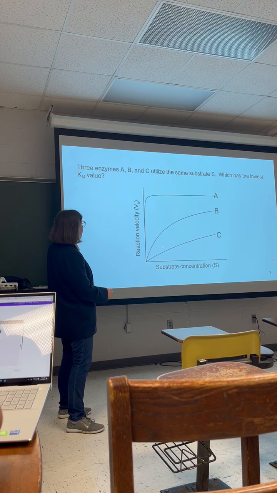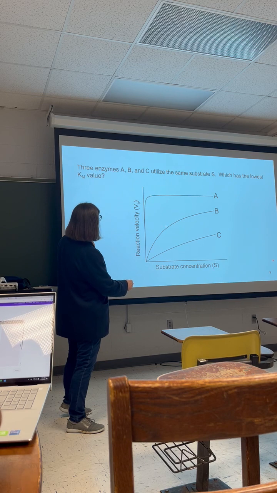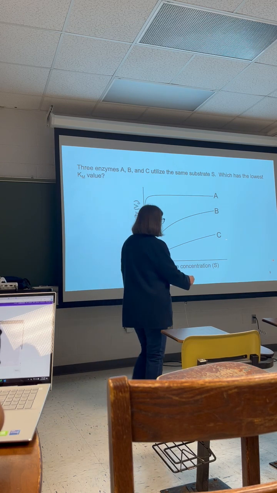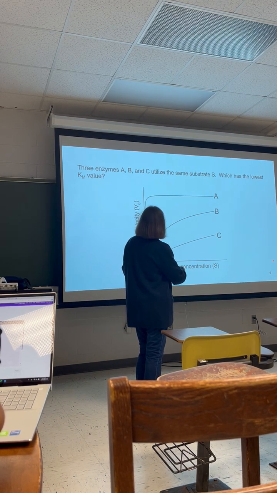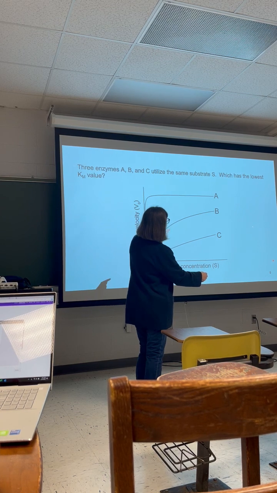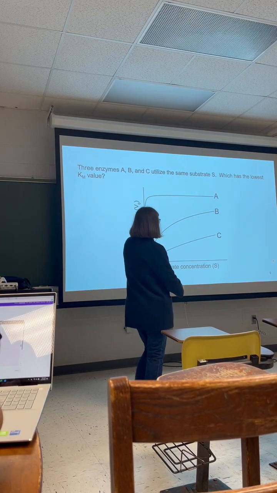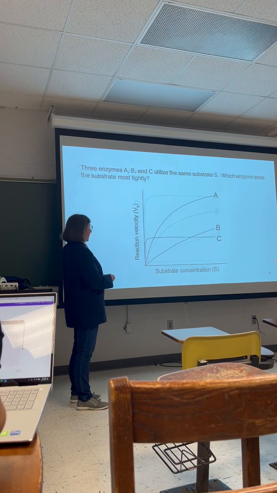maximal velocity. For B, if this is our Vmax, we would be somewhere here, so this would be around my Km. For C, I would have to continue, probably my half maximal velocity is somewhere here. So we didn't even draw C that long, but this is where Km would be. So obviously, the lowest Km is for A.